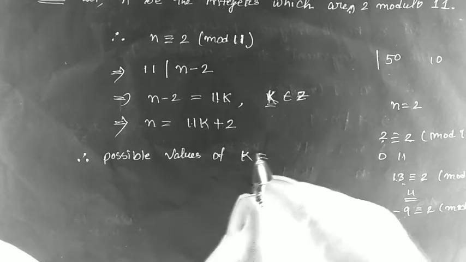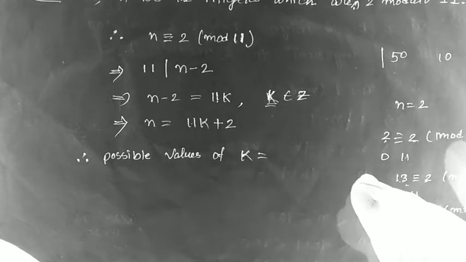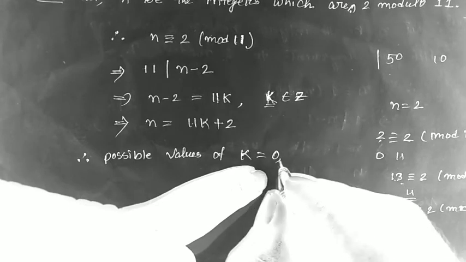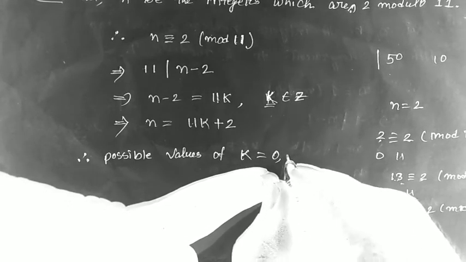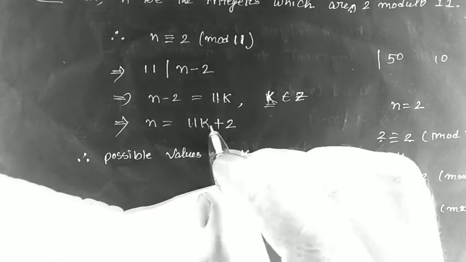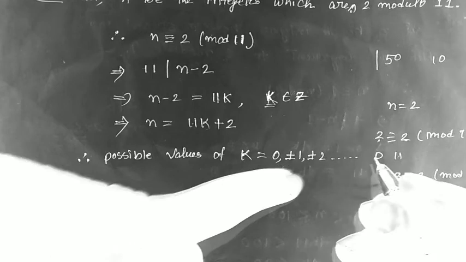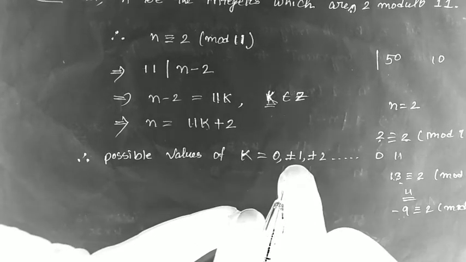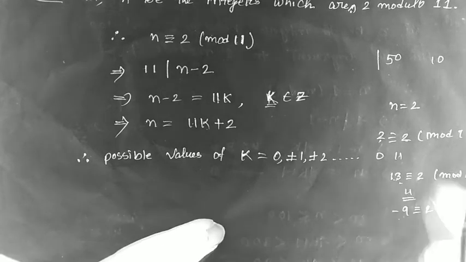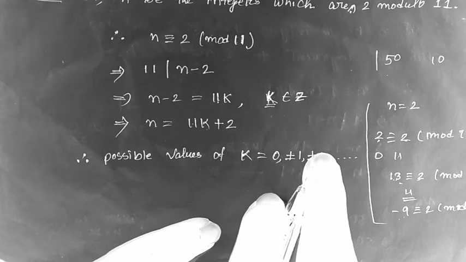That means k is taking all the values, from 0, plus 1, minus 1. Therefore the possible values of k will be 0, plus minus 1. If we put 2, then also correct. If we put minus 2, then also correct. That means plus minus 2. So in this way all the integers, 0, plus minus 1, plus minus 2, plus minus 3, plus minus 4, k can take here.